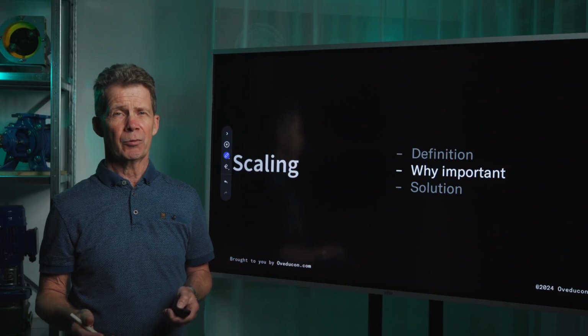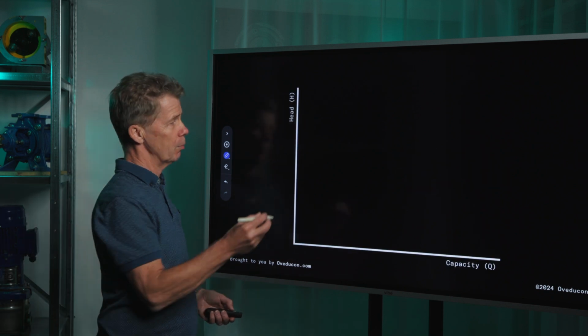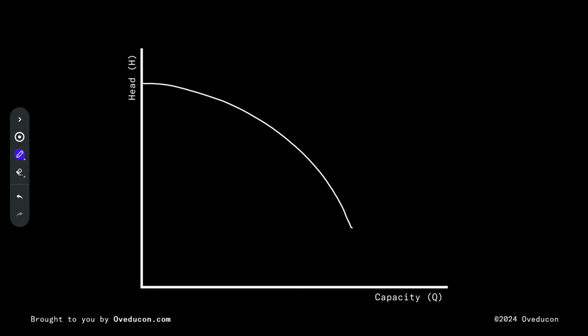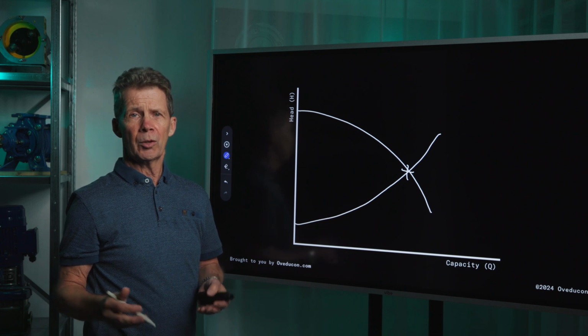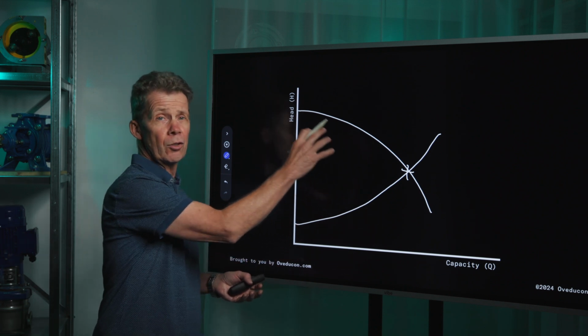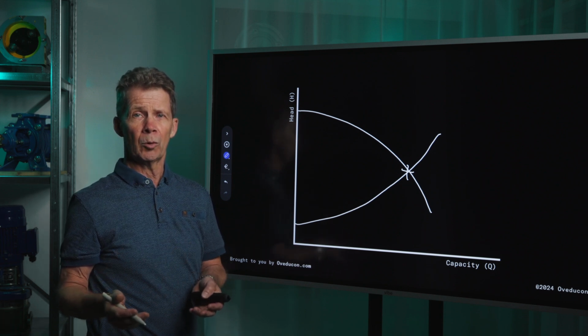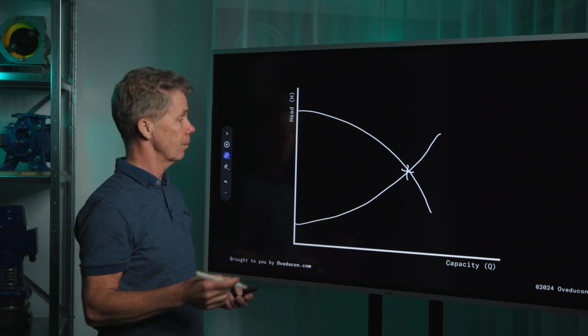Let me start telling you why it is important to know if you have scaling in your pump system, yes or no. Therefore, I will use an empty pump curve. I draw in the pump curve. I draw in a system curve, and this will be your operating point. If you don't know the meaning of any of these concepts, I advise you to follow a centrifugal pump sizing course.